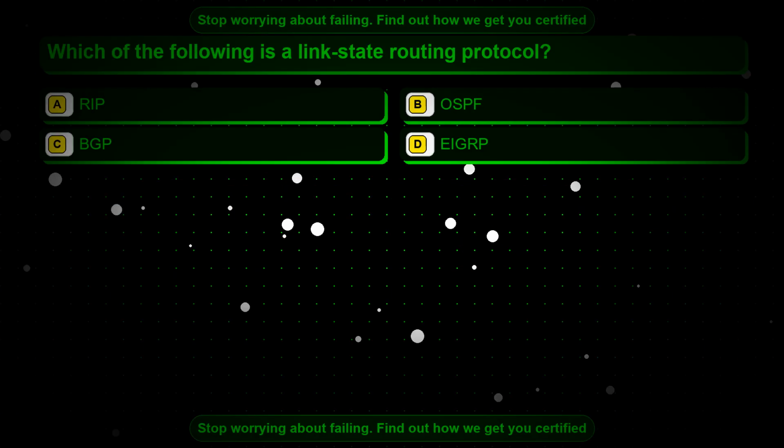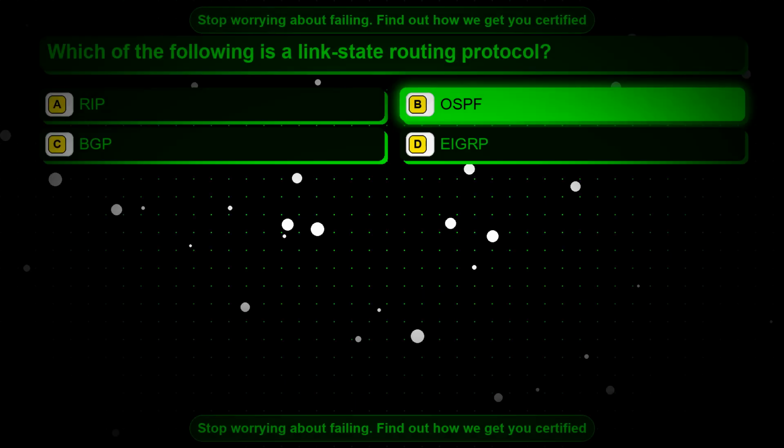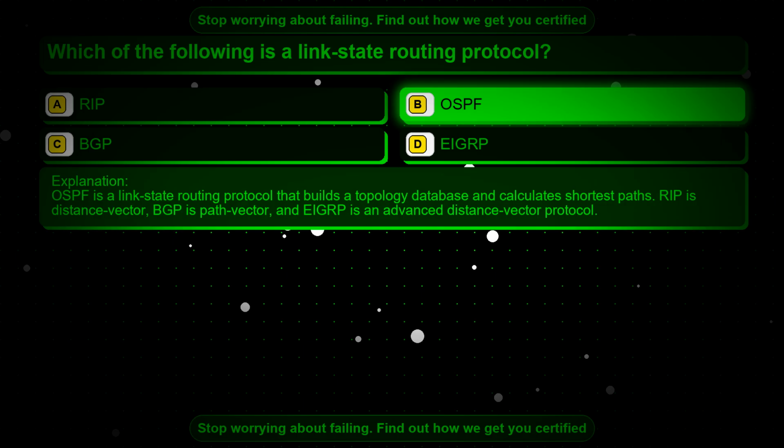Question 1. Which of the following is a link state routing protocol? Option A, RIP. Option B, OSPF. Option C, BGP. Option D, iGroup. The correct answer is option B, OSPF. OSPF is a link state routing protocol that builds a topology database and calculates shortest paths. RIP is distance vector, BGP is path vector, and iGroup is an advanced distance vector protocol.